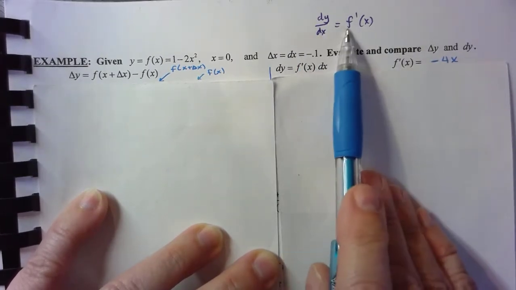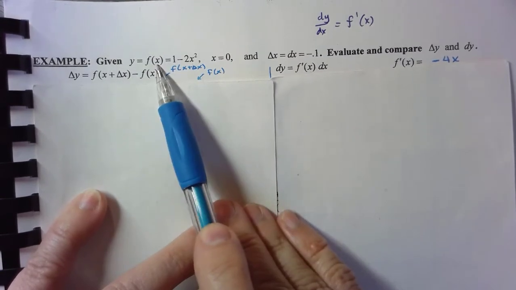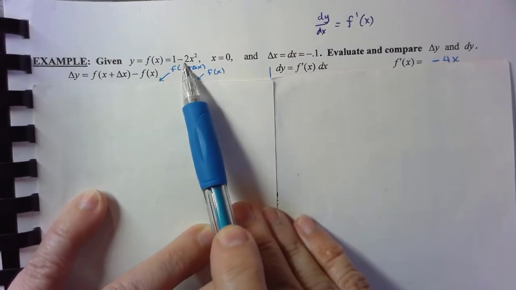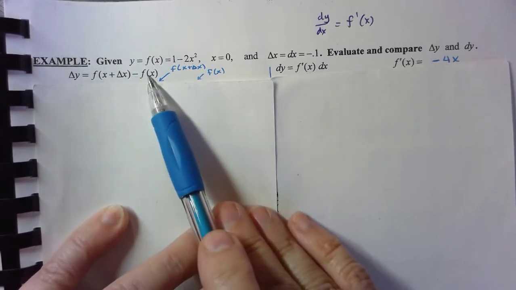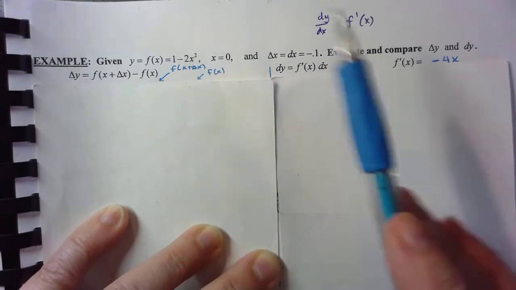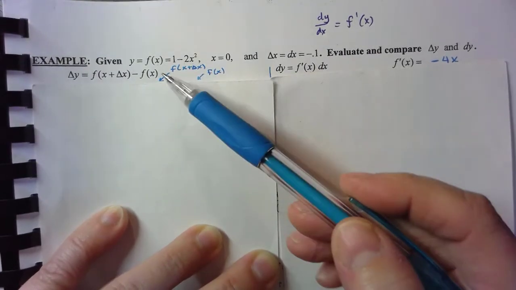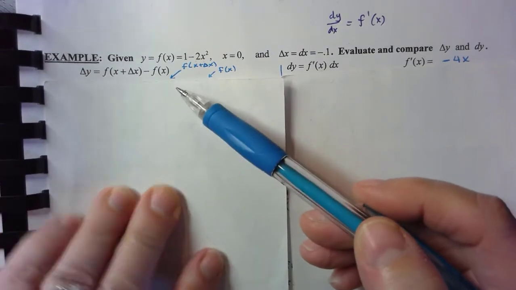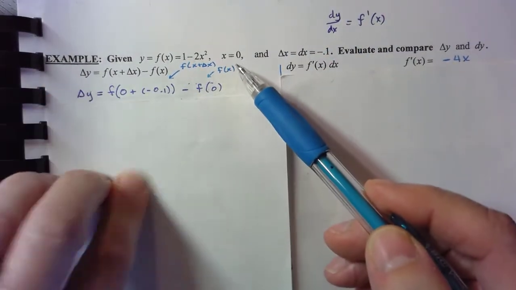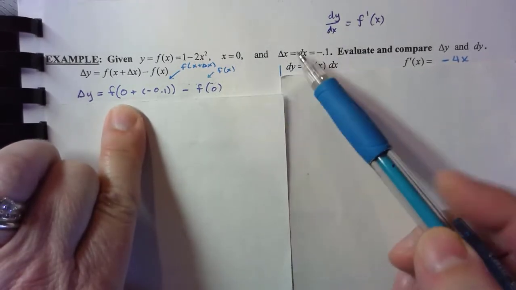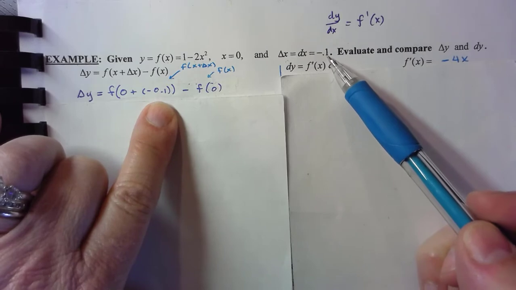Let us remember dy/dx is f prime of x. We know that. Let's let y equal f of x, which is 1 minus 2x squared. So delta y is going to be f of x plus delta x minus f at x. dy is going to be f prime of x dx. So let's first of all work with delta y. Now we know our x is 0, okay? Our change in x is going to be negative 0.1.